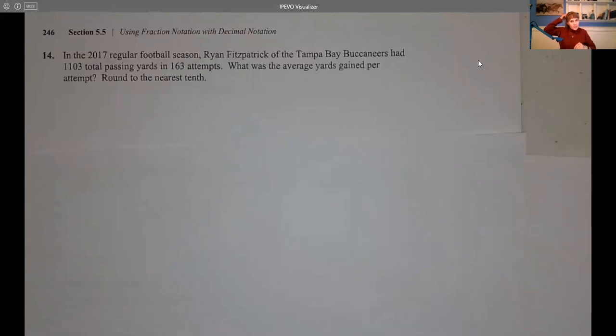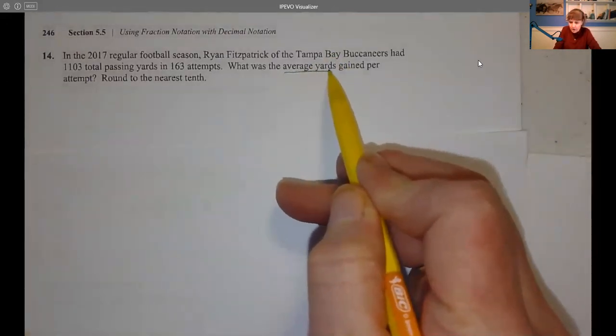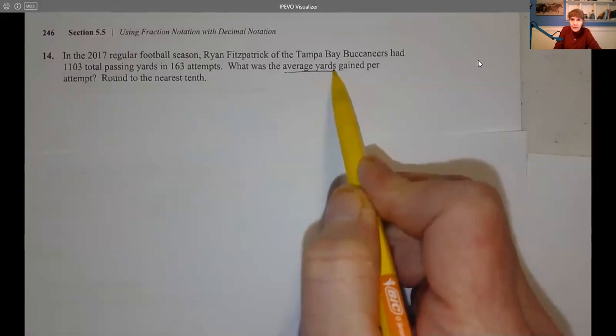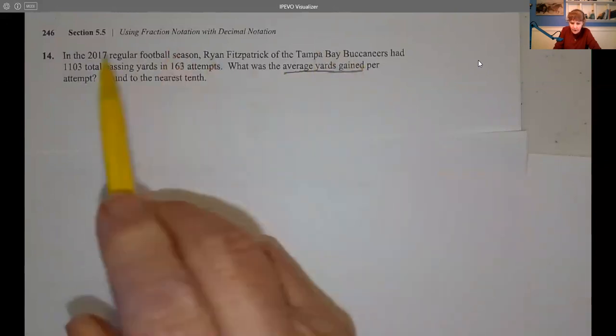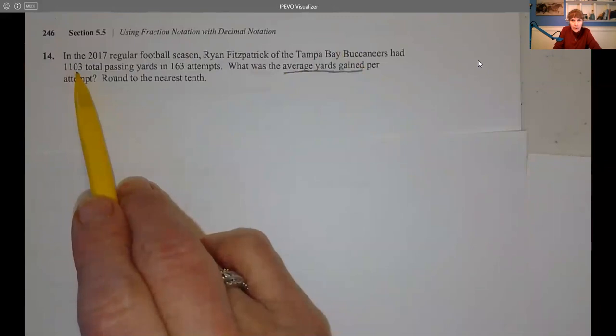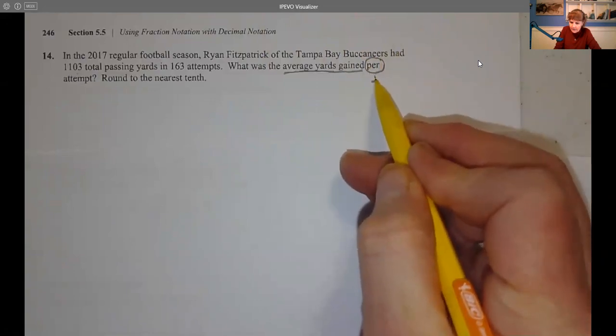Looking at our first story problem here. In the 2017 regular football season, Ryan Fitzpatrick of the Tampa Bay Buccaneers had 1,103 total passing yards in 163 attempts. What was the average yards gained per attempt? Well, to find the average, we have to find a total. So we want the total yards, which you don't have to add up. They gave you the total yards gained right here, 1,103. Per in mathematics means divide.